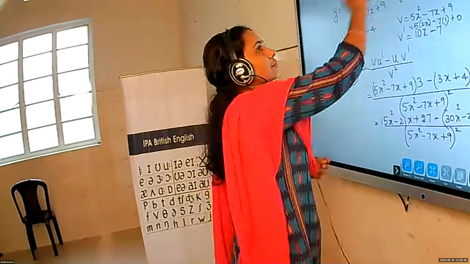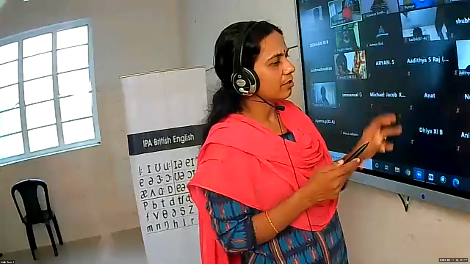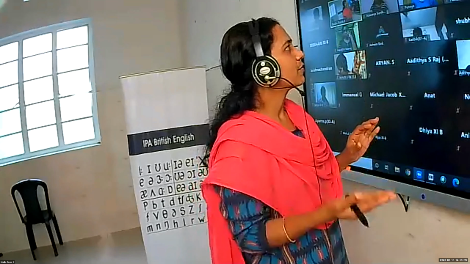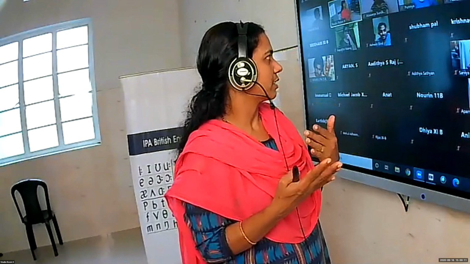Product rule, u v the whole dash. When we have a product of two functions, the first function we take as u, the second function as v. And u v the whole dash is u into v dash plus u dash into v. There we are using plus. If we change the order also, it will not affect.